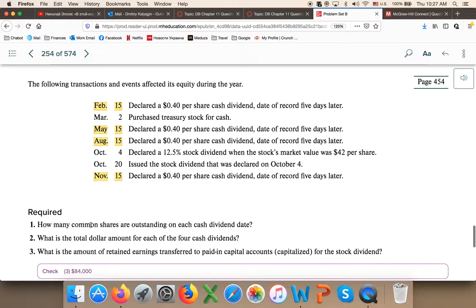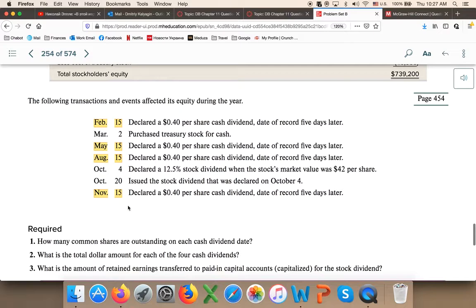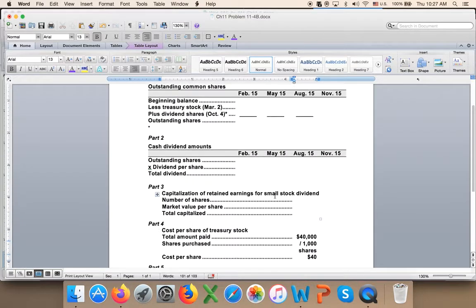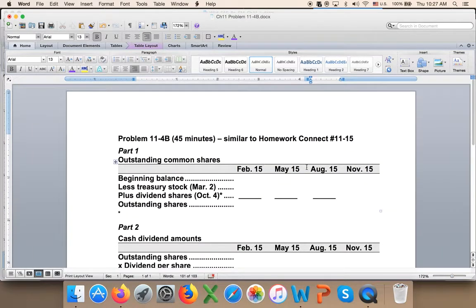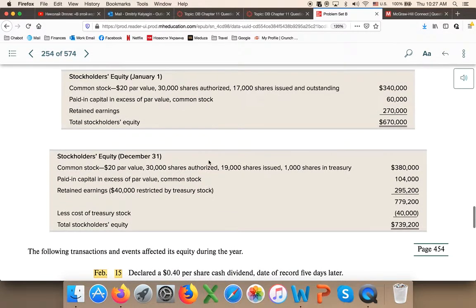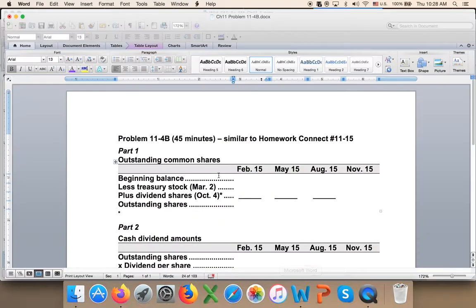So the first question is how many common shares are outstanding on each cash dividend date? These are 4 dates. February 15th, so there is a table, nice table, let me make it a little bigger. So these are 4 dates when we declare cash dividend. And beginning balance, we just take from January 1st, right here, 17,000 shares, issued and outstanding. So I'm going to put 17,000 shares right here. And then, guys, I'll actually copy 17,000 into each date as the beginning balance.